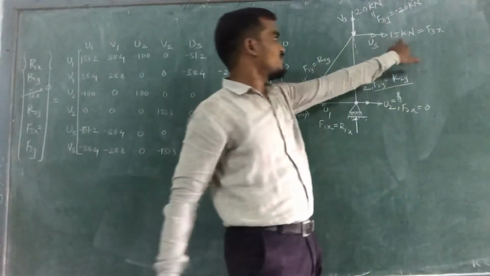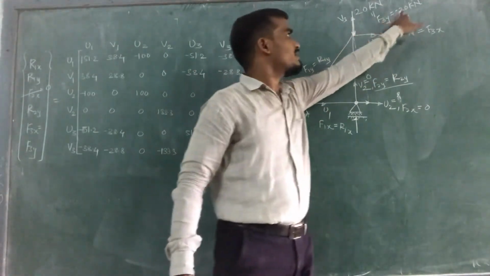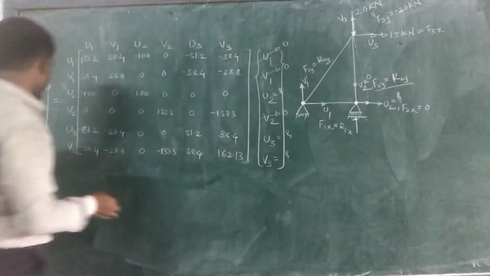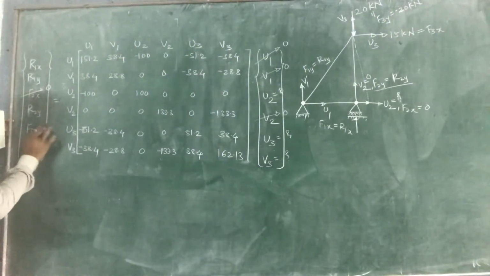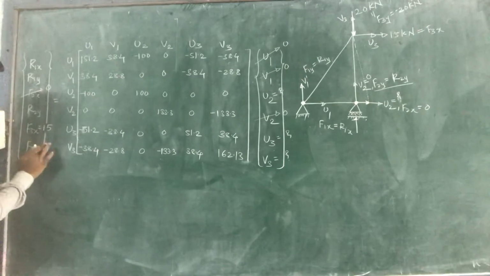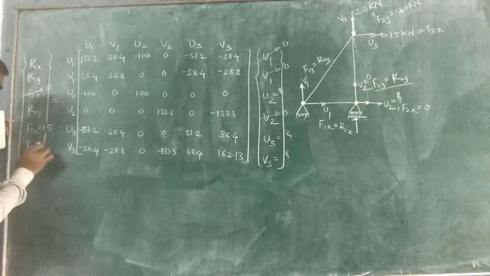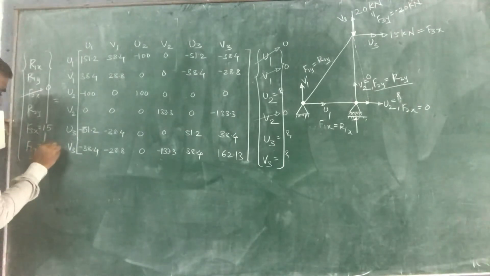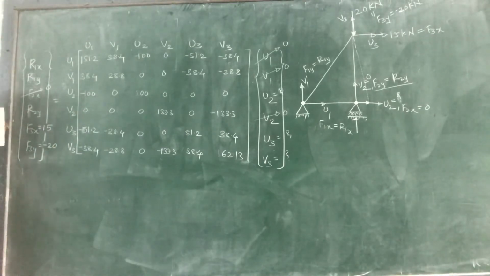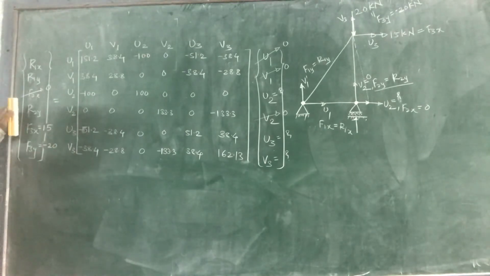F3x is equal to Q1, which is nothing but 15 kN. F3y is nothing but minus 20 kN. So F3x is equal to 15 kN and F3y is equal to minus 20 kN. So in this way, we have applied all the boundary conditions for displacements as well as for forces.